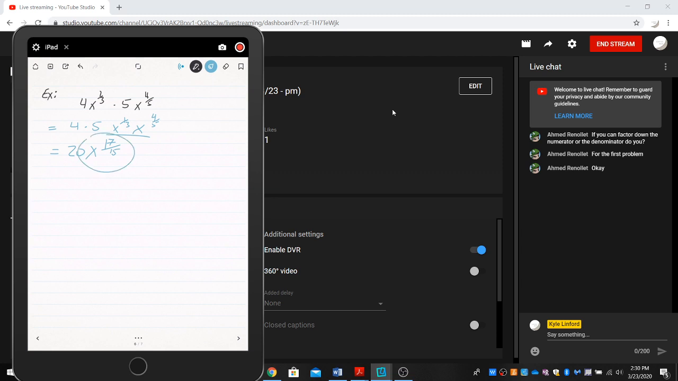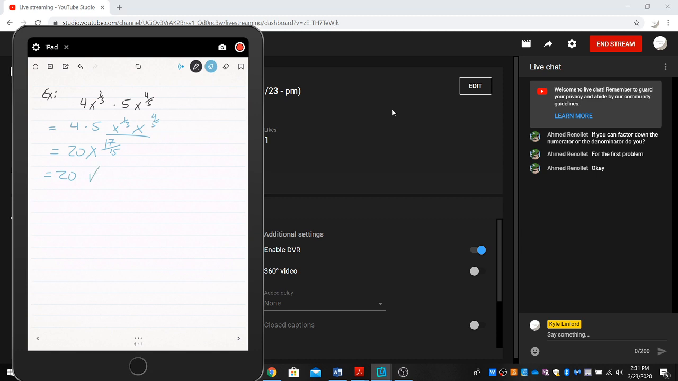Remember, the only thing that's going to have a radical is the x. 20 has an exponent of 1. It has nothing to do with the 17 over 15. So the only thing that's going to have a radical is the x. Make sure of that. So let's convert that to a radical.